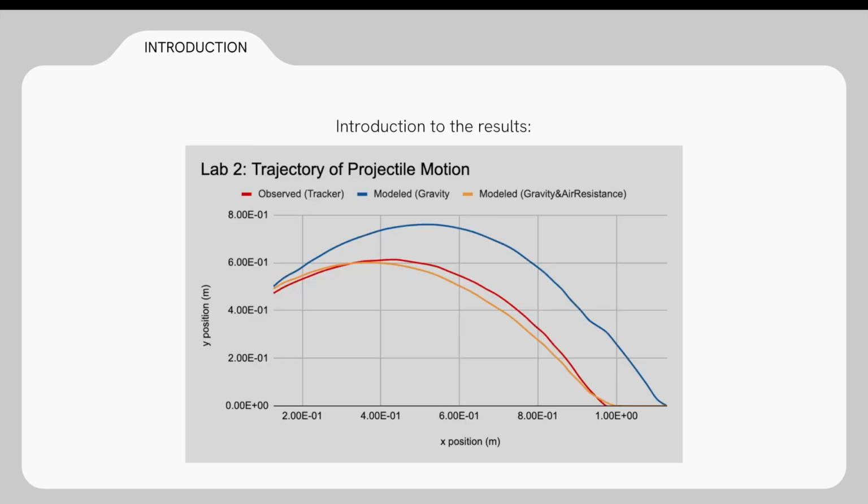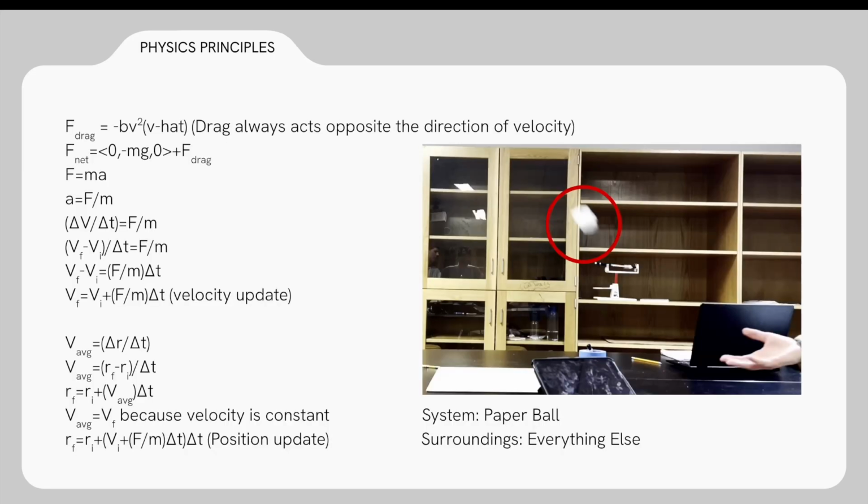A quick introduction to the results shows that the model that included only gravity does not line up very well with the observed motion, while the model that included gravity and air resistance is nearly identical to the observed motion, which is collected using Tracker. This shows that physicists must include drag force in their calculations when trying to make accurate predictions of projectile motion.